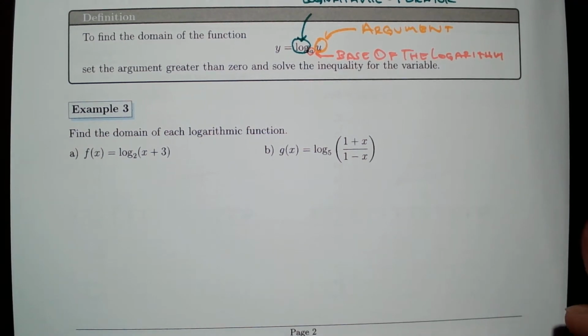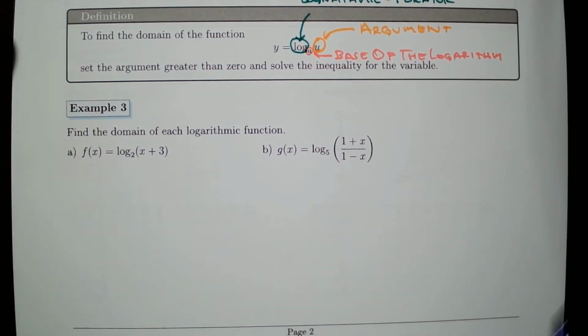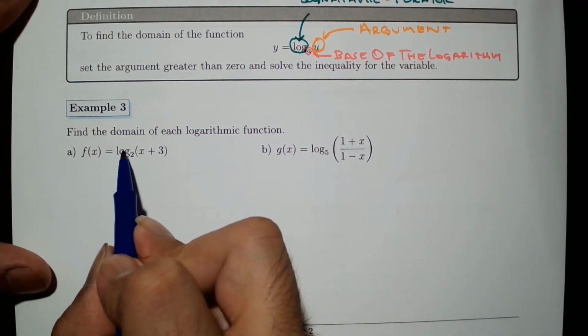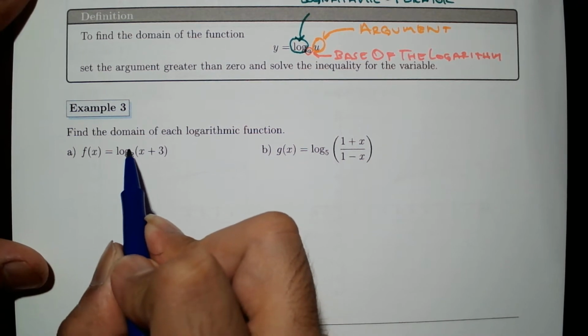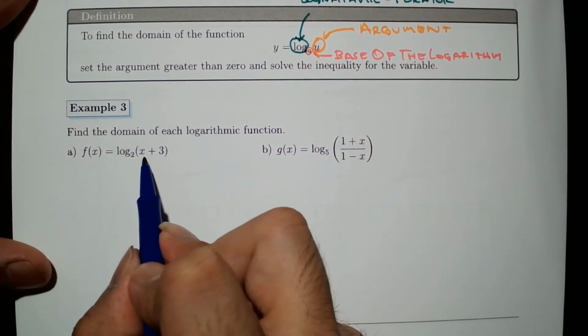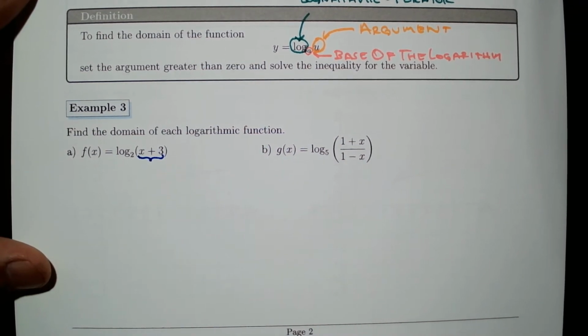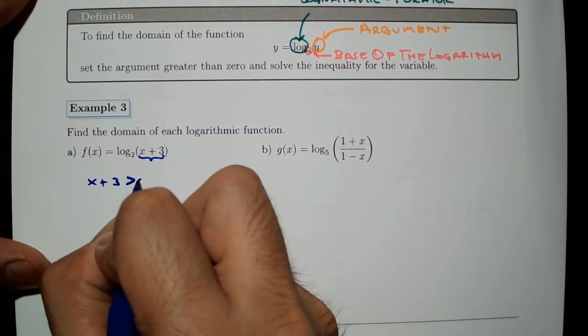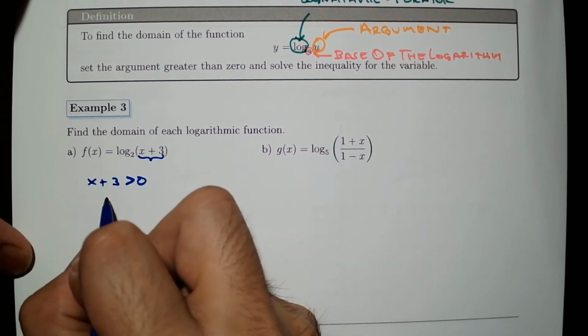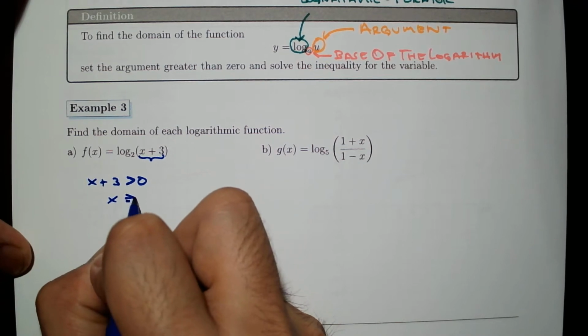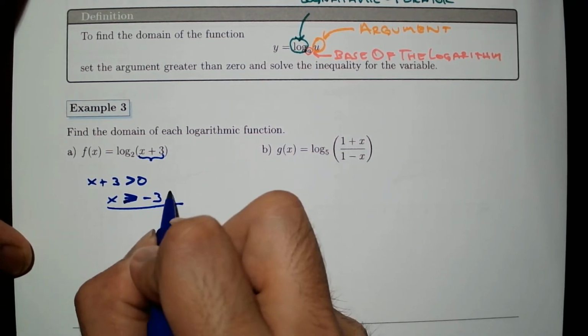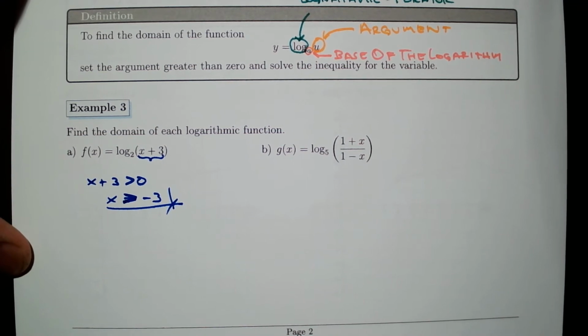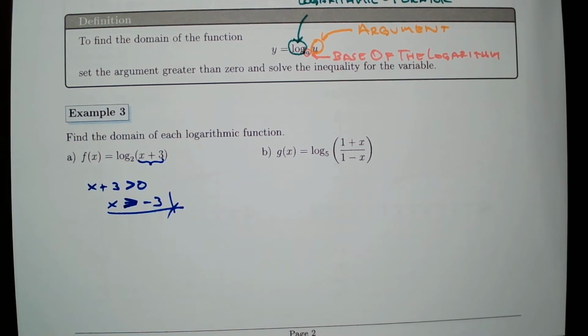All right, let's find the domain of this logarithmic function. So when it comes to finding the domain of a logarithmic function, it doesn't matter whether you have the ln, and it doesn't matter the base either. All we care about is the argument here. So we set the argument x plus 3 greater than 0, and solve the inequality for x or whatever variable. For example, if we had a y, we would solve in terms of y.